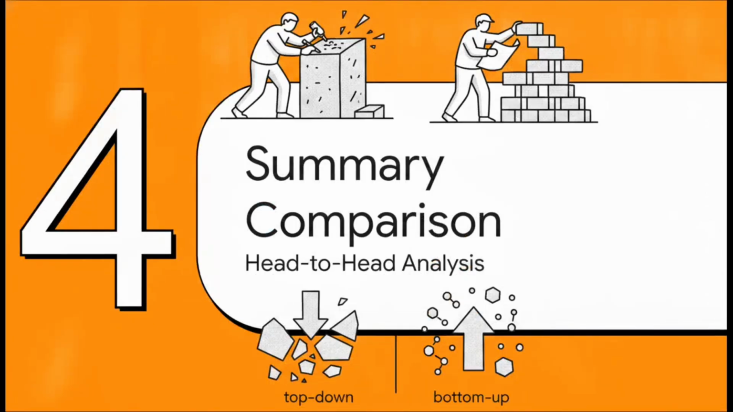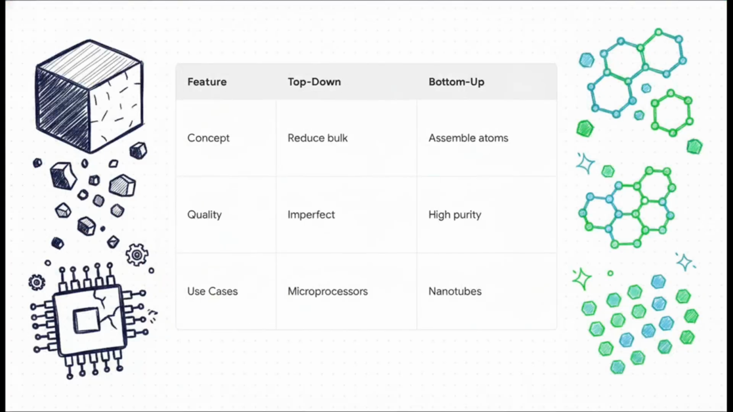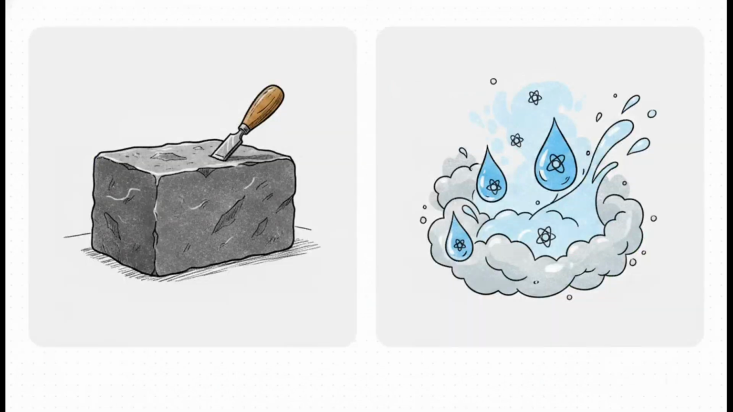Which brings us to part 4, comparing the two approaches, a head-to-head analysis. When we put these two approaches head-to-head across every major category, the contrast is super stark. The top-down approach is all about reducing bulk materials, which leads to functional but often imperfect, defect-prone materials that we primarily use for things like microprocessors and computer chips. Bottom-up, on the other hand, is all about assembling atoms and molecules. This yields breathtakingly pure, crystalline structures with way fewer defects, making them perfect for things like nanotubes, quantum dots, and drug delivery carriers. And this fundamental difference totally dictates their starting states.